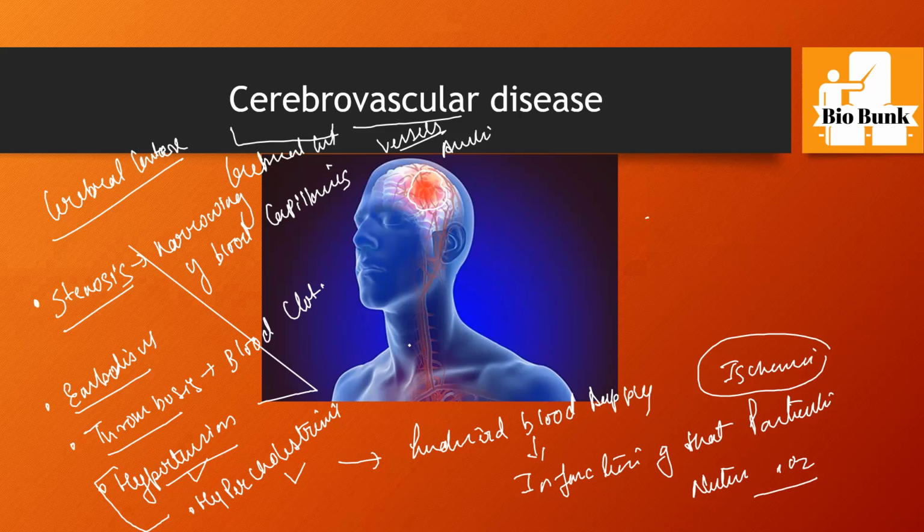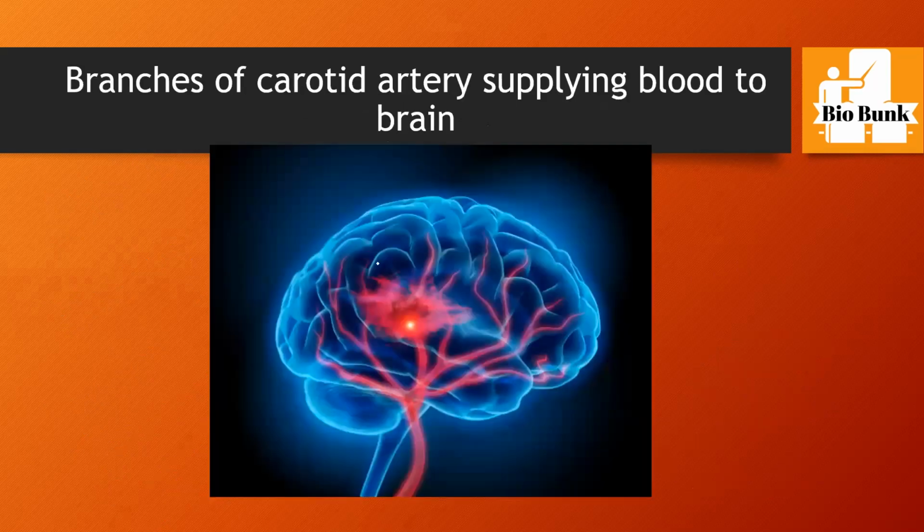You can see the branches of the carotid artery which supply blood to the brain. Any breach in the artery will lead to hemorrhage. Blood will go all over the tissues and there will be hemorrhage. This is how, when there is any breach in the branches of the carotid artery supplying blood to the brain, it leads to hemorrhage.